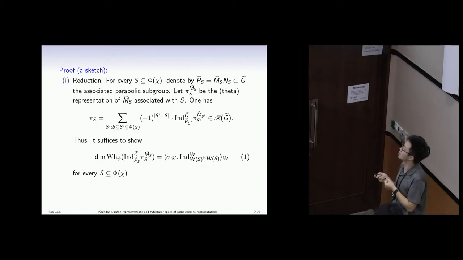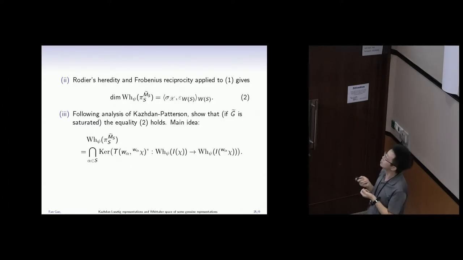But now you see, once you look at this formula, I think there are two operations one can do on each side of them. The left-hand side, clearly you would like to apply this Rodier heredity. And the right-hand side, you would like to apply this Fubini reciprocity. That's the second step. So now it reduces to this simpler formula, which says if you look at the theta representation, which is nothing but the Langlands quotient of the most reducible unramified principal series, the Whittaker dimension is given by this. This is the universal permutation representation, and this is the sign representation of your Weyl group of the Levi. Why this is true is, in fact, the analysis is already in the work of Kazhdan-Lusztig.